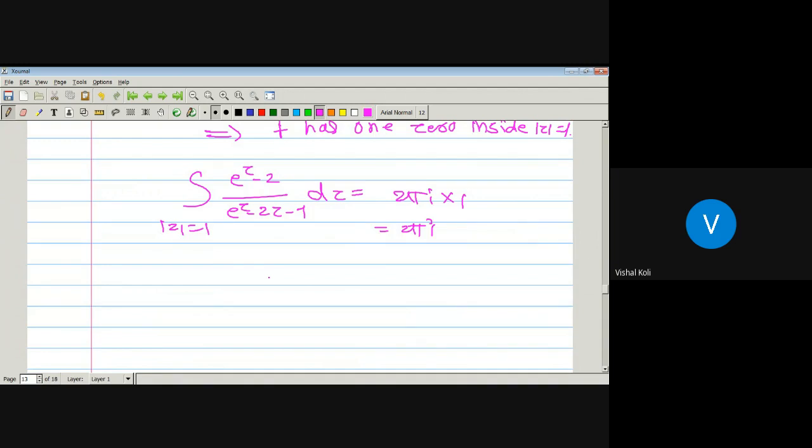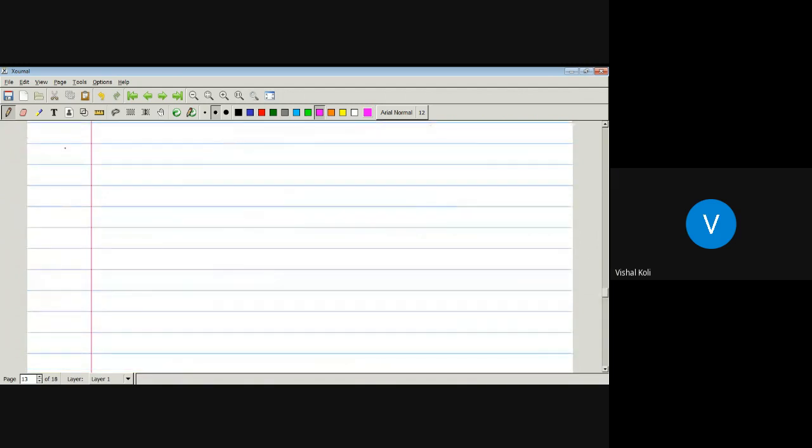Now take one more example. Second: integration over modulus of z equal to 1 by 2 of z square minus 2 divided by z cube minus 6z plus 8 dz. Solve this one. Solution.